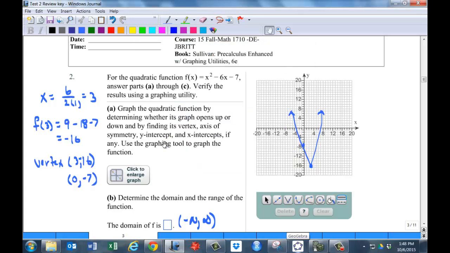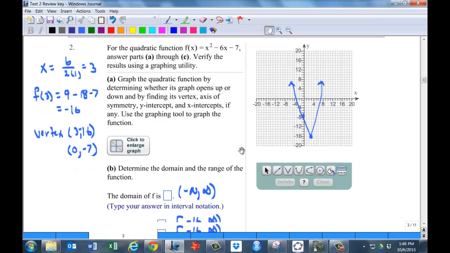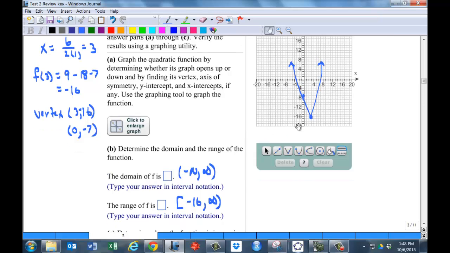So once we have the vertex, we can just plot that, and then we need to get one more point. We just need one more point using this tool here, and the easiest point to get is when x is 0. We get f of x or y is minus 7, and that's the point here. And then you can draw the graph through there. Now the domain, of course, is all real numbers. The range is starting from minus 16, including bracket, and going up to positive infinity.